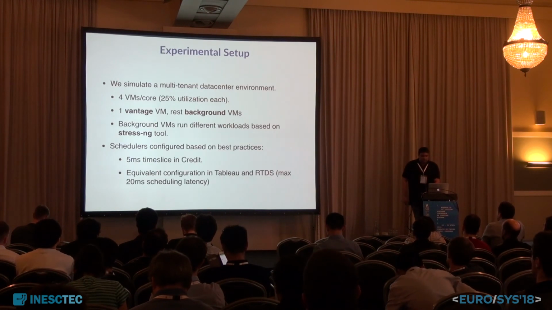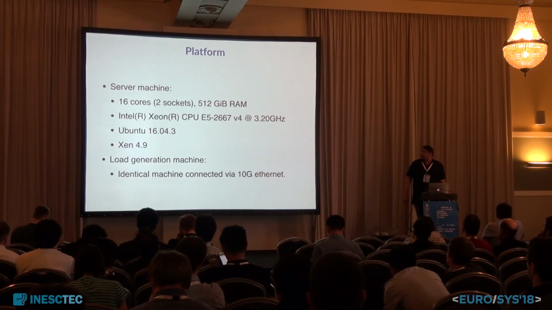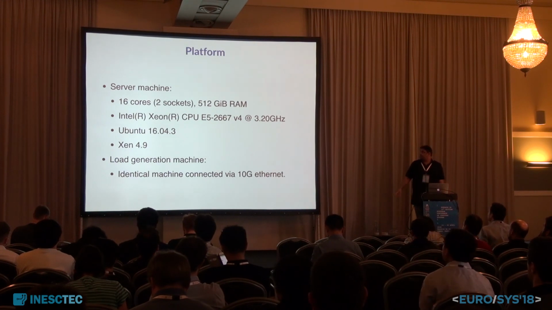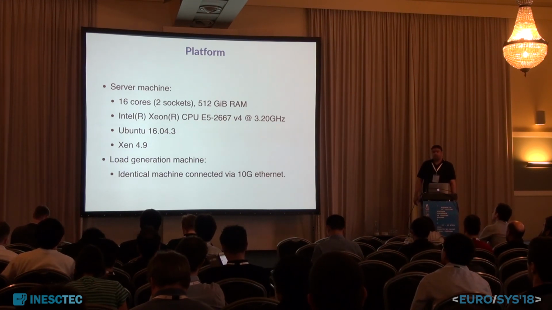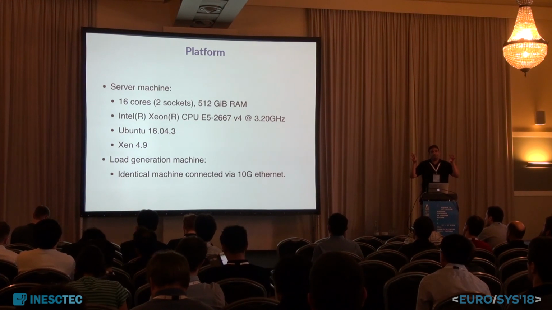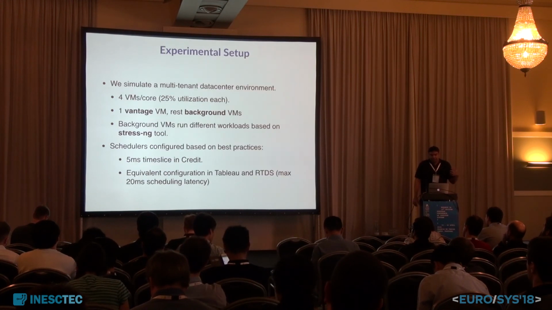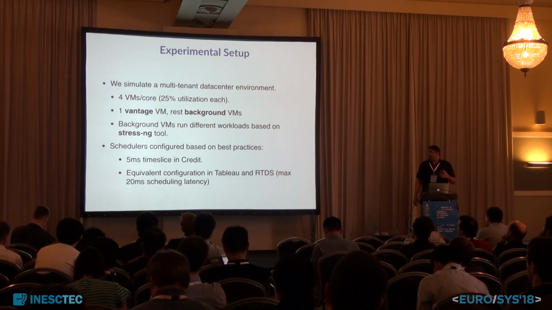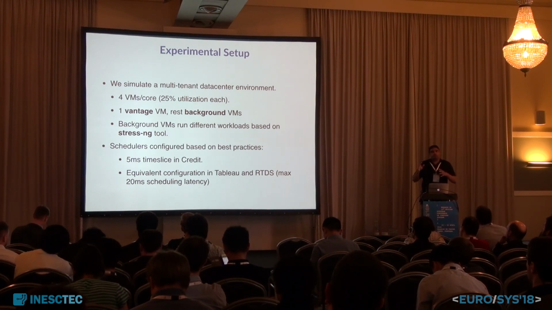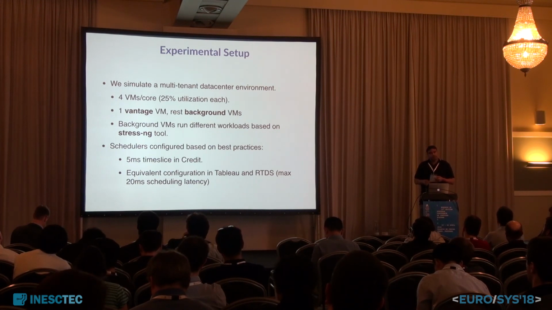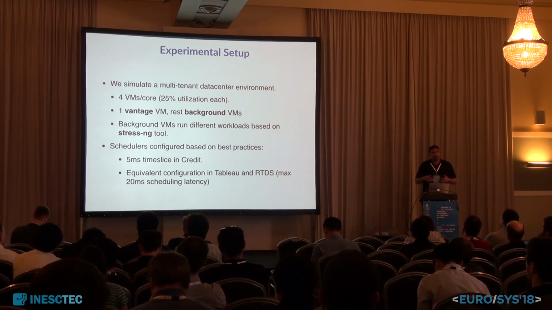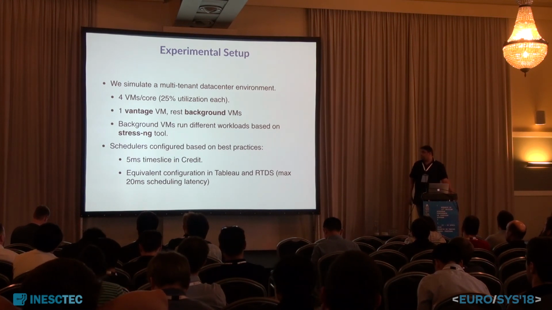Right, so our experiments were run on these 16-core Intel Xeon machines running recent versions of Ubuntu and Xen. And we had two of these machines connected by 10 gig Ethernet, one for generating the load, the other one hosting all the VMs. And we tried to simulate a multi-tenant data center environment. That is the kind of environment that Tableau is aimed at. We had 4 VMs per core, and we measure the performance of one of these VMs while all the others are performing some kind of background work using the stress-ng tool.